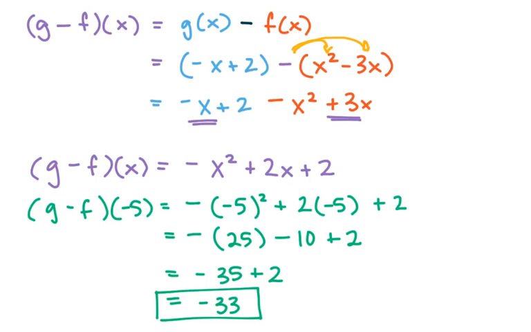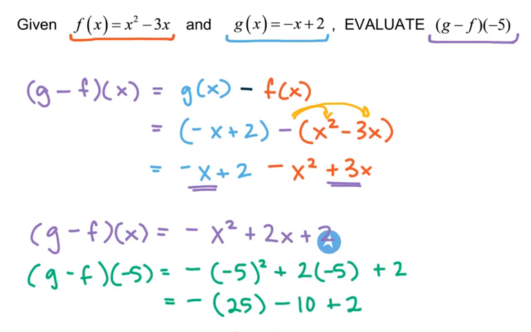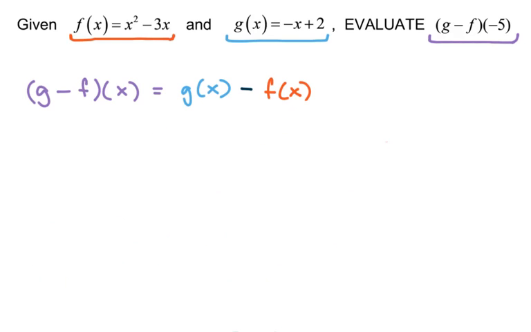All right, that's what I get when I plug negative 5 into the difference of g of x minus f of x. Now, I didn't have to find this function first in this problem, but I just wanted to point that out to you and show you how we subtract functions. We could have gone about this slightly in an alternate manner.